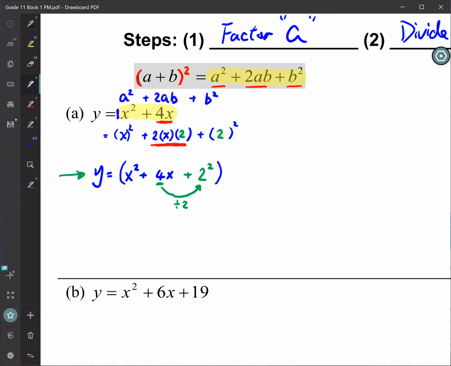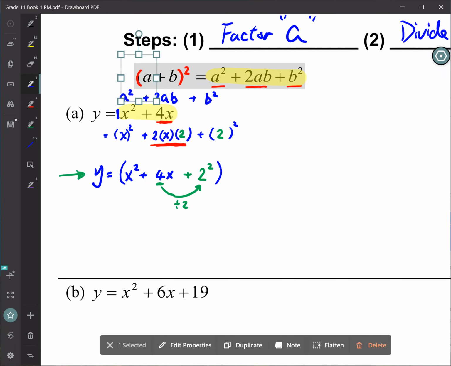Do you understand everything up to now? Questions so far? Raise your hand if you understand up to here. So the number you add depends on what's in the middle.